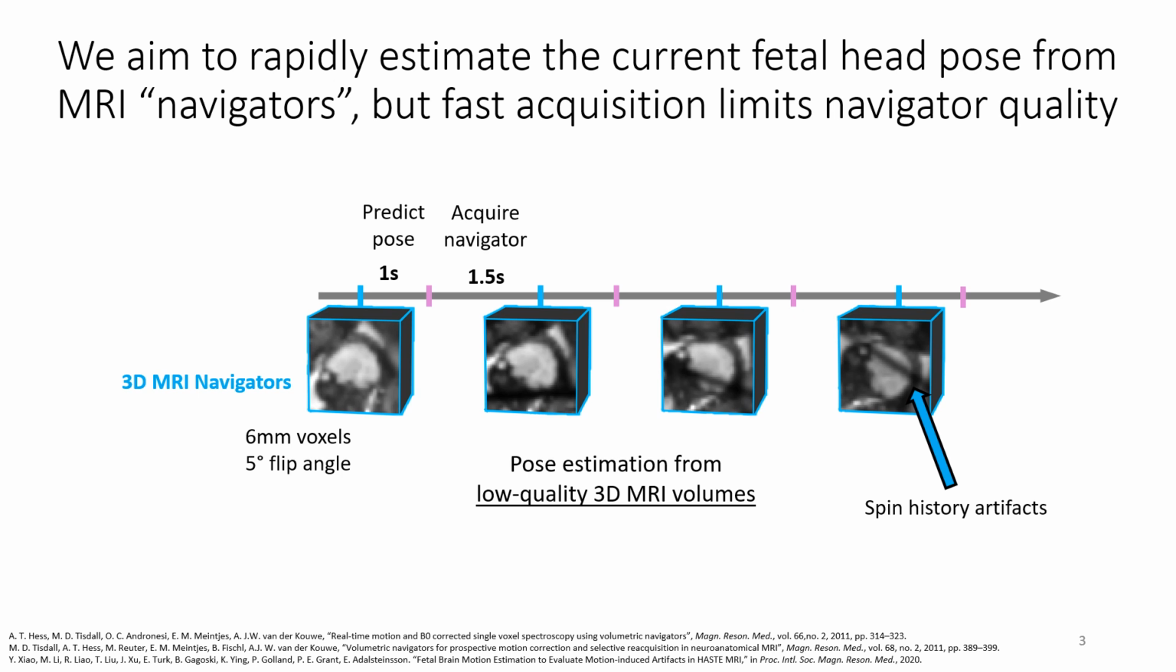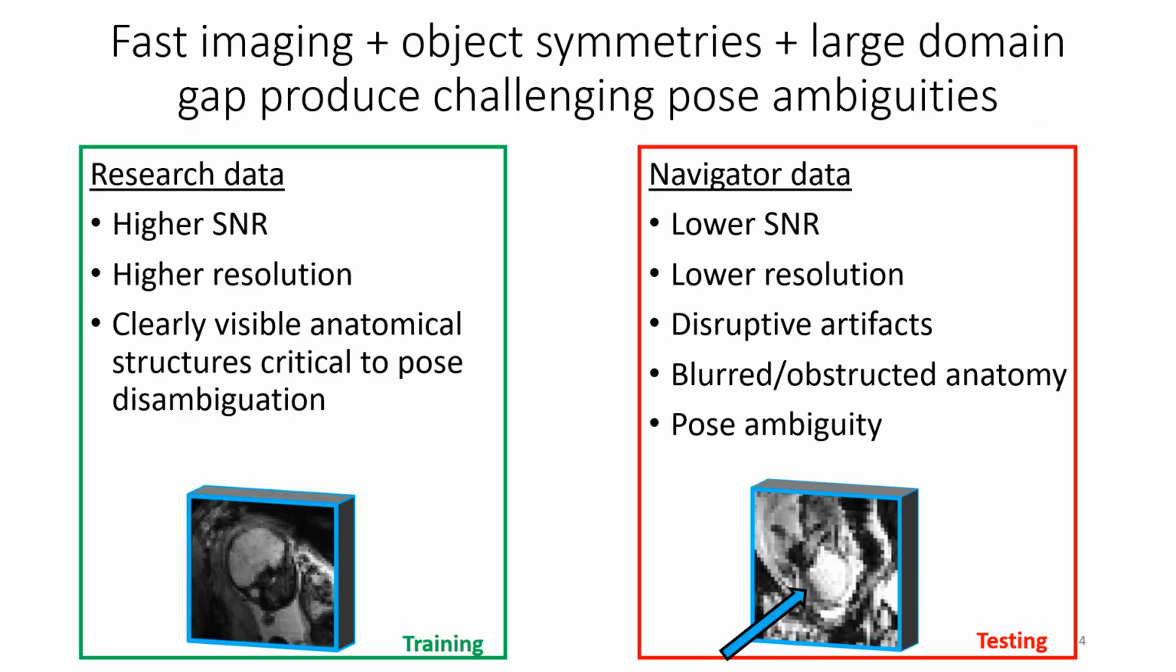Because navigators are fast acquisitions, they contain all kinds of imaging artifacts that mask anatomical details otherwise necessary for disambiguating pose. Also, fetal heads display approximate left-right symmetry, especially in low-resolution images where any asymmetric cues are hard to see. Because there isn't sufficient navigator data available, any learning-based pose estimation method also needs to be trained on larger datasets of higher quality volumes without the same kinds of artifacts, introducing a challenging domain gap.